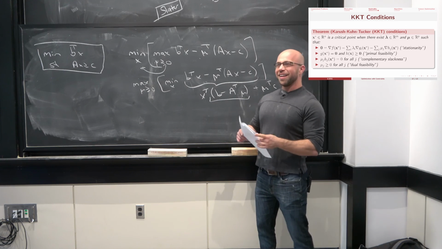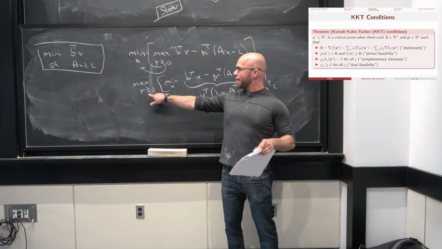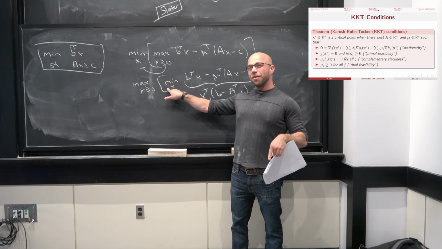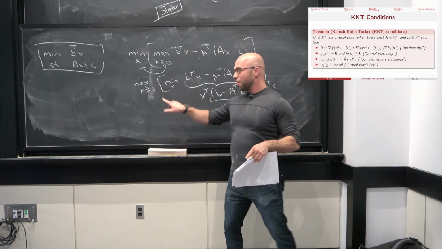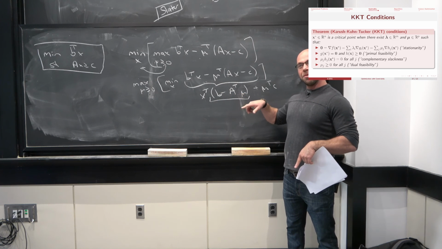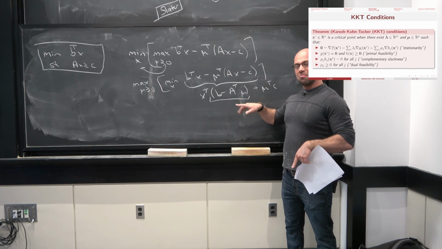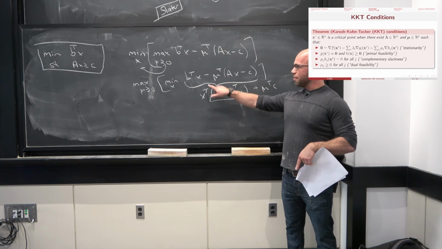Right? So now the roles have flipped. Now we're trying to maximize this thing, which is min over x, and notice x is unconstrained. So what happens if b minus A transpose mu is anything other than 0? What is going to be the minimum value?